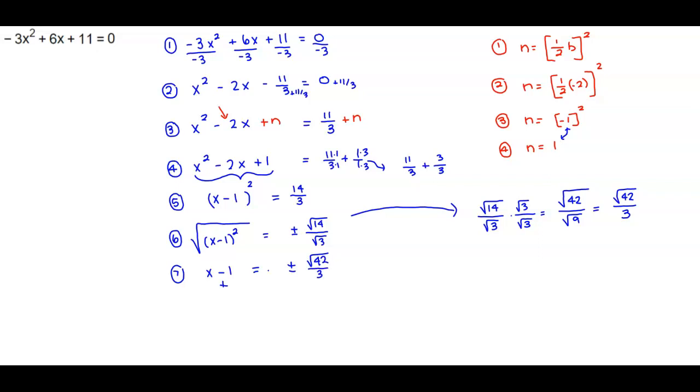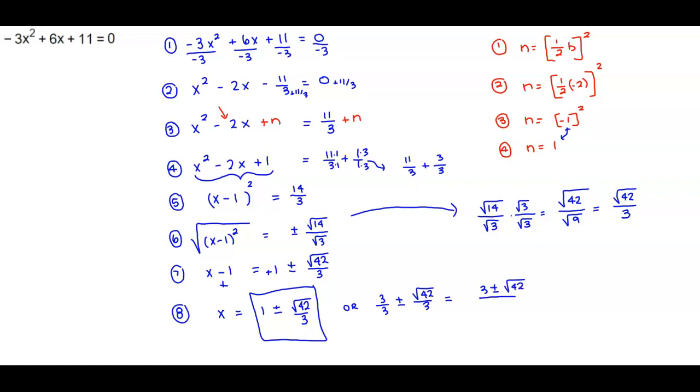And now we're going to add 1 to both sides. So in step number 8, we get x equal to 1 plus or minus the square root of 42 over 3. Now, if we want to make this a little more simplified, we can say that this 1 is the same thing as 3 over 3 plus or minus the square root of 42 over 3. I'm going to go ahead and use that as one solution. And because they both have the same denominator, we can write this now as 3 plus or minus the square root of 42 over 3. That's another way of being able to write this answer.